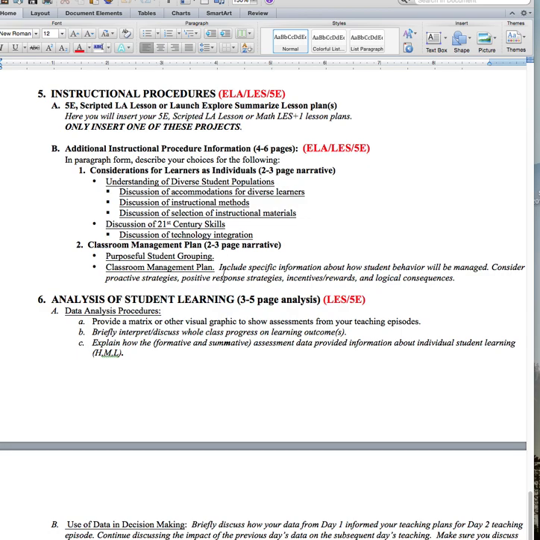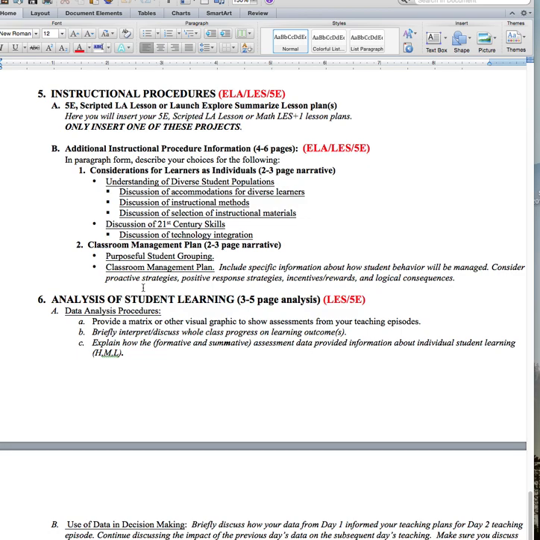Then you'll need to include some specific information about how you're going to manage student behavior. So I want you to think a little bit about proactive strategies. What are you going to do before the students even step into the classroom? Are you going to have exciting, safe, and appropriate materials? Are you going to rearrange the classroom? Are you going to assign seating? What will you do before students even get there?